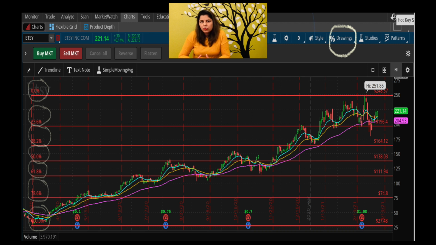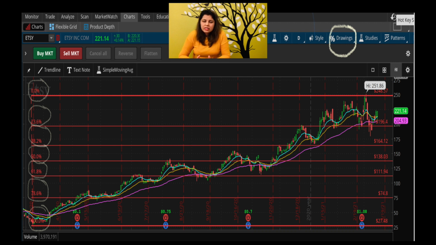Around September 2020, it has found support at 61.8%, that is again $111.94, and the pattern continues. And if you notice, not every retracement follows the Fibonacci levels. Also, the lines and prices may not exactly coincide, but it's an approximate figure to establish support and resistance levels.